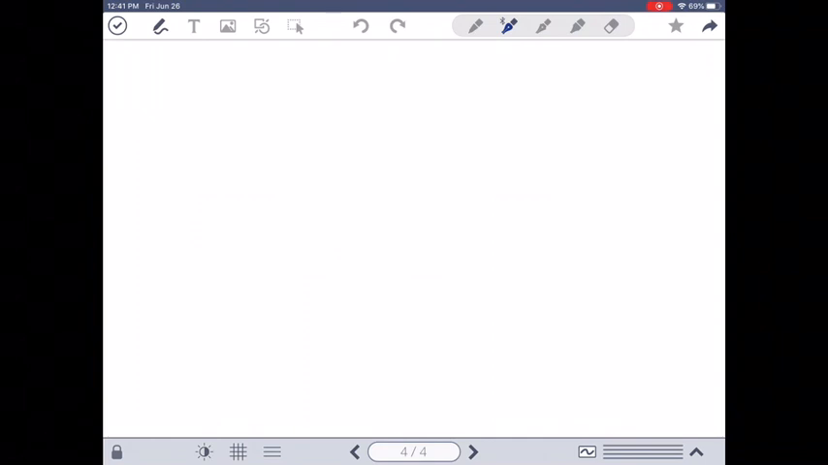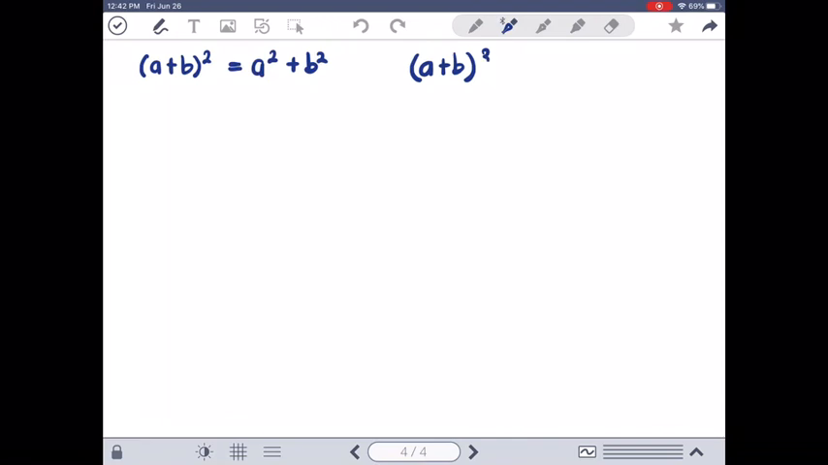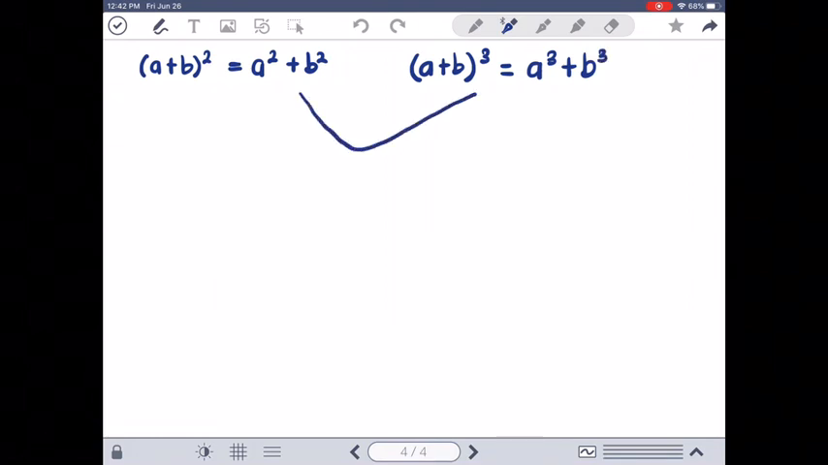Okay, I want to talk about the expansion of a binomial term. For example, if you have A plus B squared, most of the students will understand that to expand it, it will become A squared plus B squared. Or maybe if we have A plus B to the power of 3, some students will assume that this is just equals to A to the power of 3 plus B to the power of 3, which for both is false.